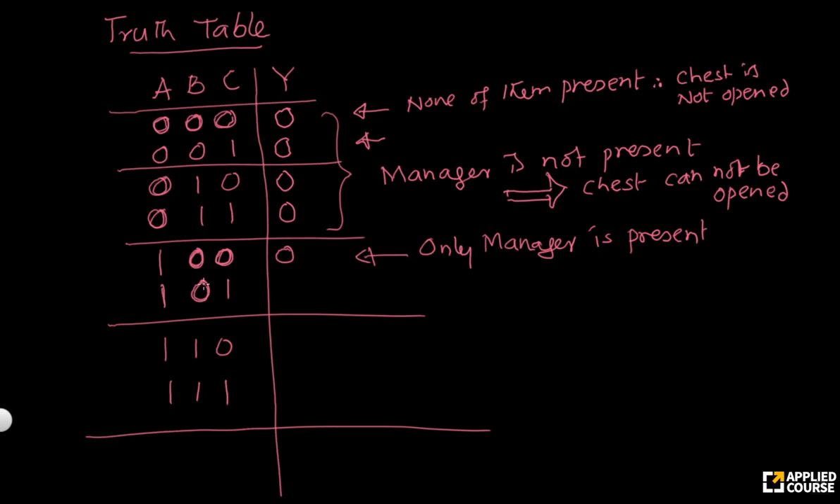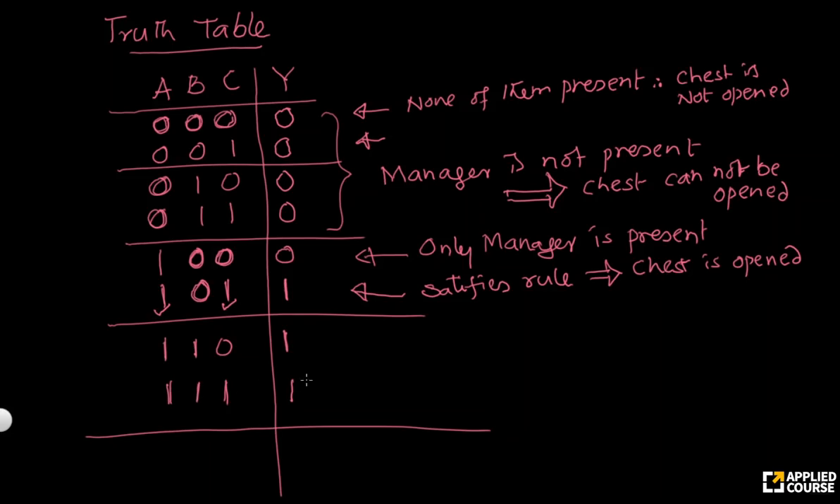So 101: indeed the manager is there as well as the second cashier, and hence the chest is open. It satisfies the rule. And 110: again it satisfies, because the manager is present and cashier B is present. 111: both the cashiers as well as the manager are present, and hence the chest is open. So in all these three cases, the bank chest is open.